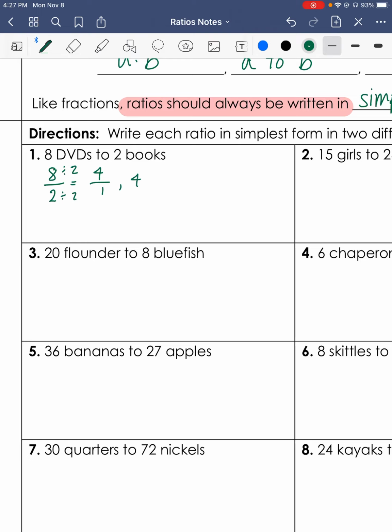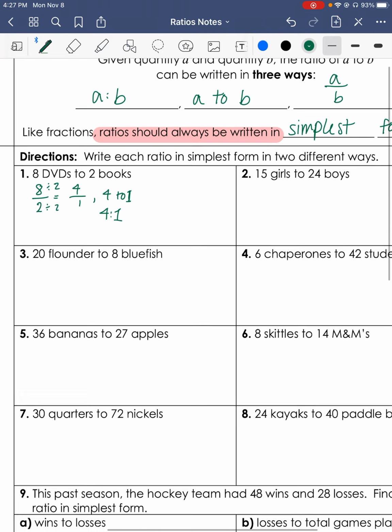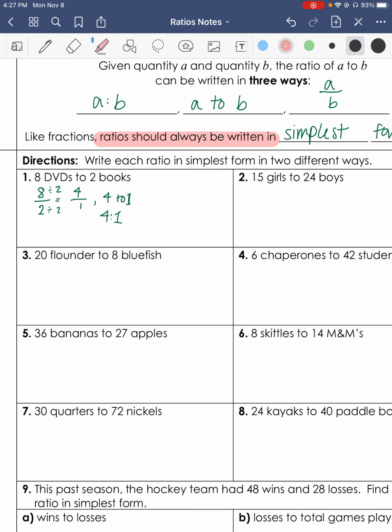We can also say 4 to 1 with the word, and also 4 to 1 that way. Okay, so in these fractions, we're just going to simplify it here. Oh, and I actually didn't even see this here. This says write each ratio in simplest form in 2 different ways. So we'll definitely use the fraction because that's what we're going to be doing most often in class, but also let's look at either this way with that colon there or with the word to.